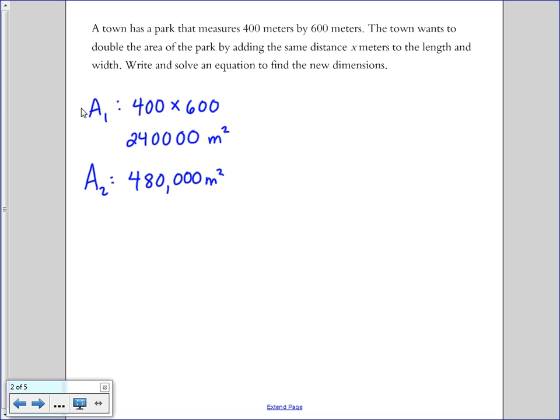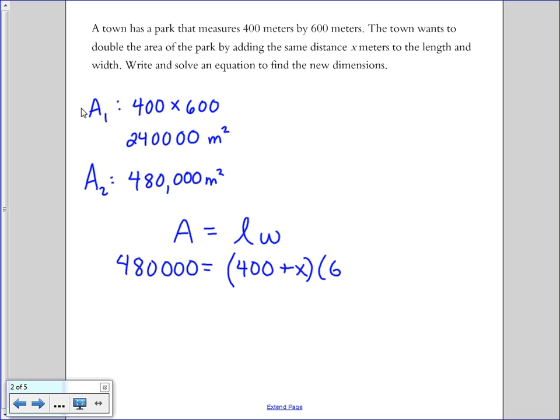In order to obtain that new area, they want to add some number x to both the length and the width to give us 480,000. So we can base it on the equation area equals length times width. The area that we ultimately want to end up with is this. The new length and the width are going to be 400 plus x and 600 plus x, because it says that we're adding the same distance x to both.